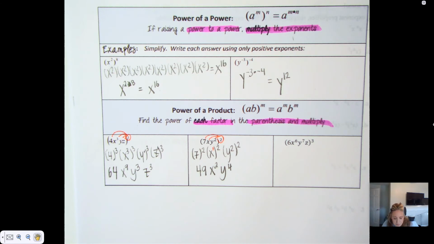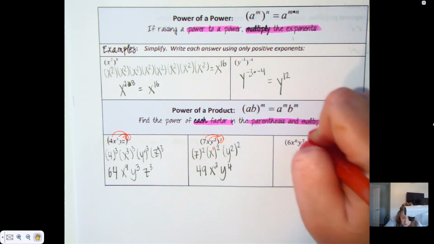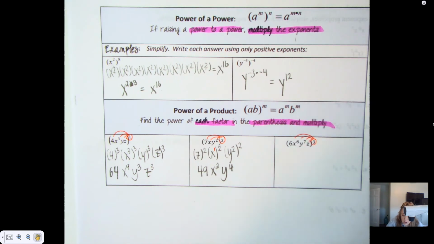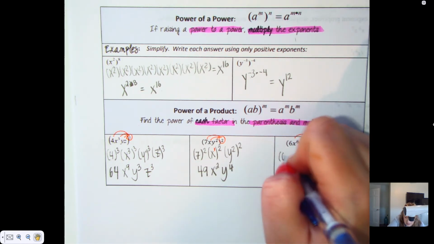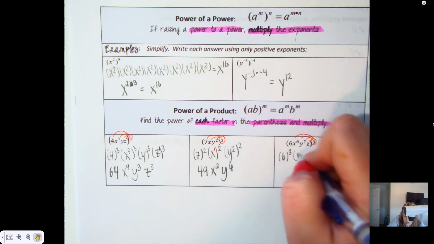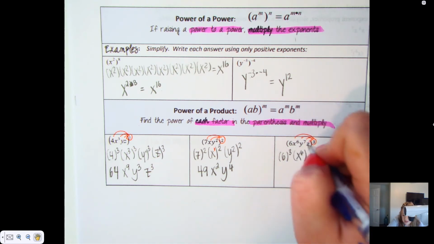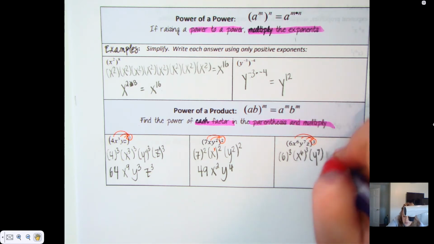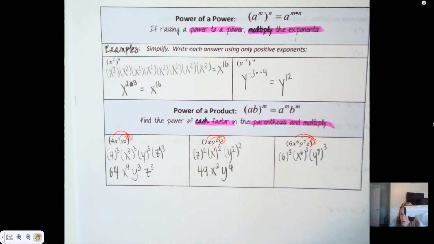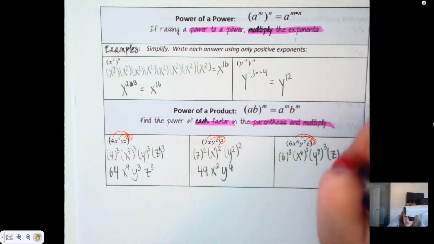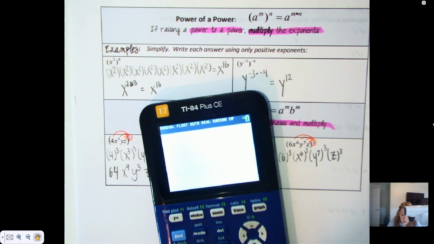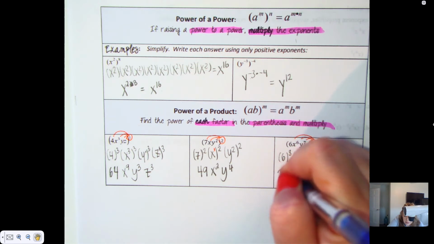Alrighty. Same thing. So I'm raising everything to the third power. So I'm going to have 6 raised to the third power. The base here is x to the 6, and I'm raising that to the third power. The next one is y to the 7th, and I'm raising that to the third power. The last one is z, and I'm raising that to the third power. Okay, so 6 cubed is 216.